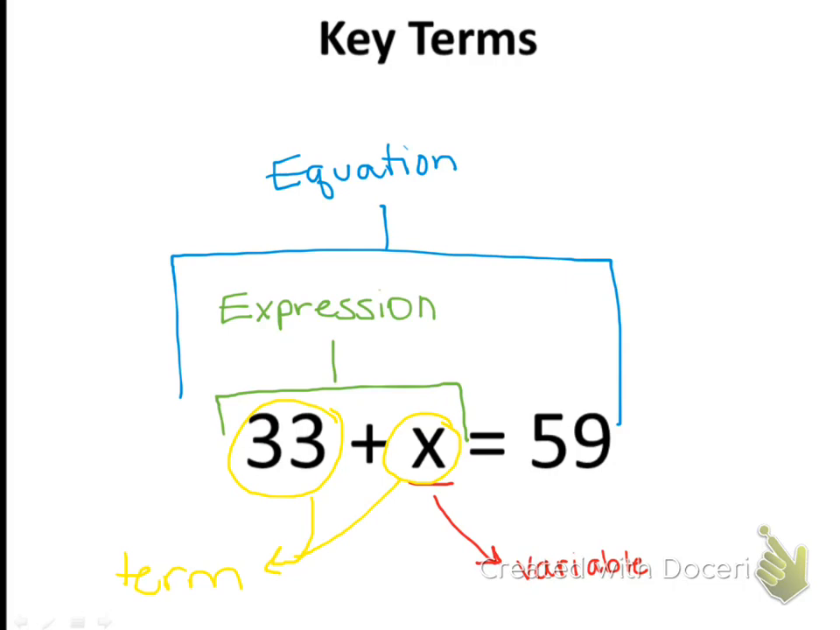Now what you're going to do is make a table at the bottom of your notes, and you're going to fill in the definition for each of these: equation, expression, term, and variable. You may need to look them up online. Use the resources that you have. Your textbook's a good one. It has the glossary in the back to look up and write down the definition of each of those key terms.